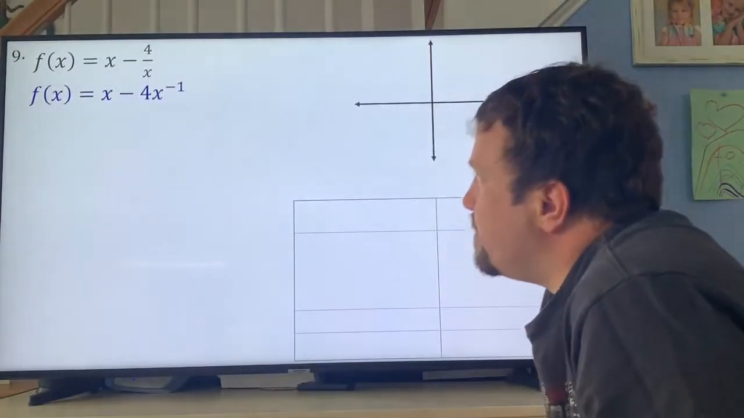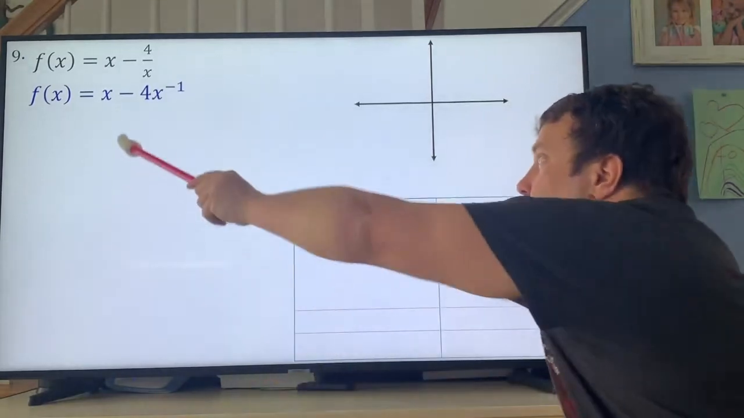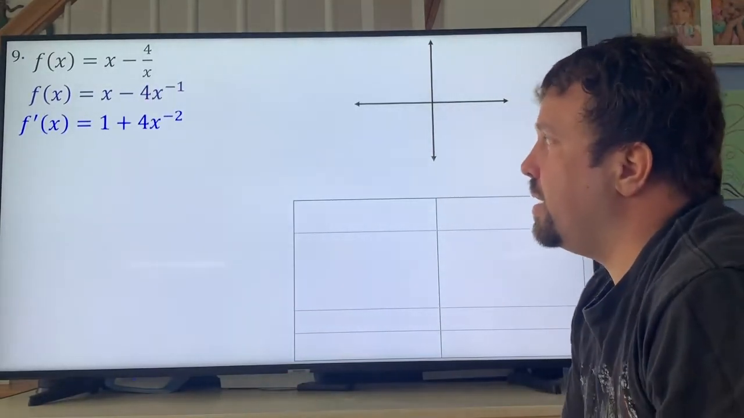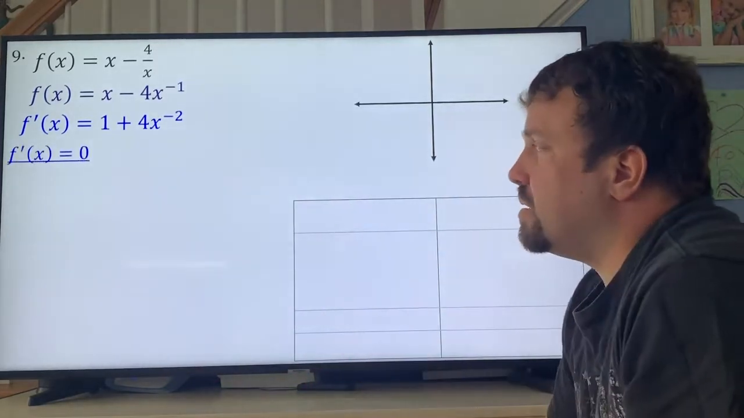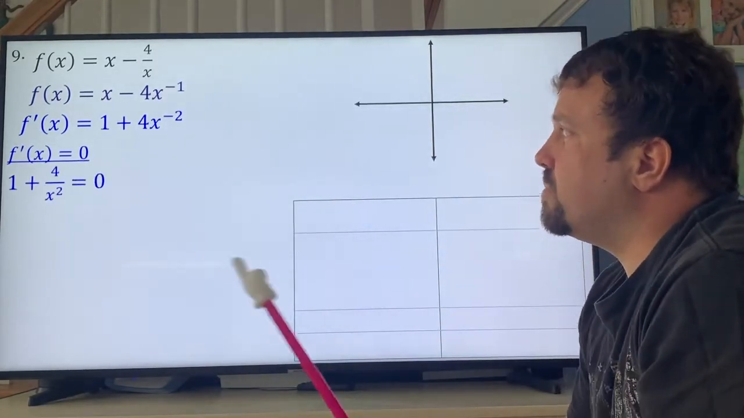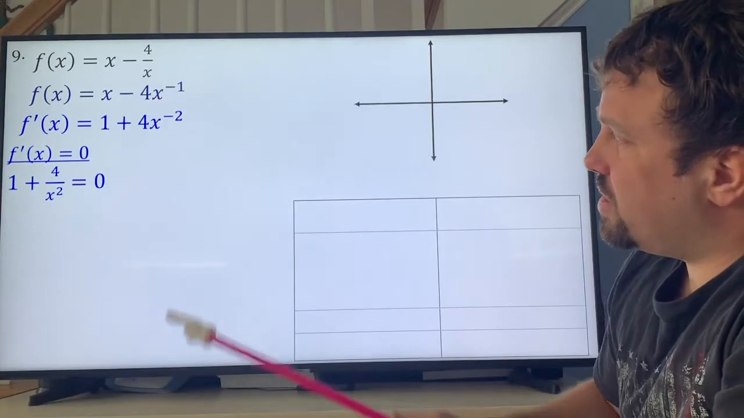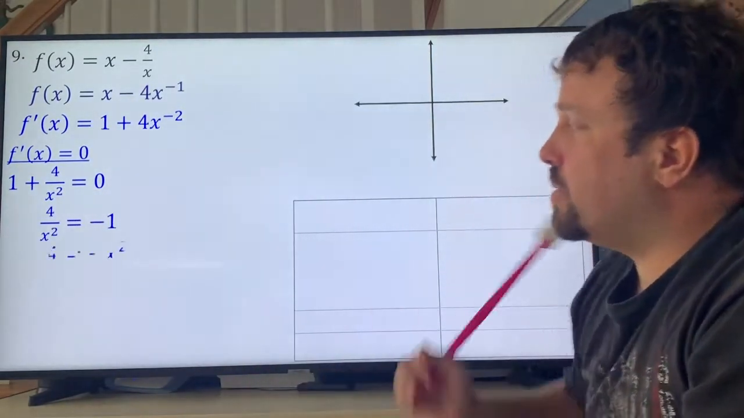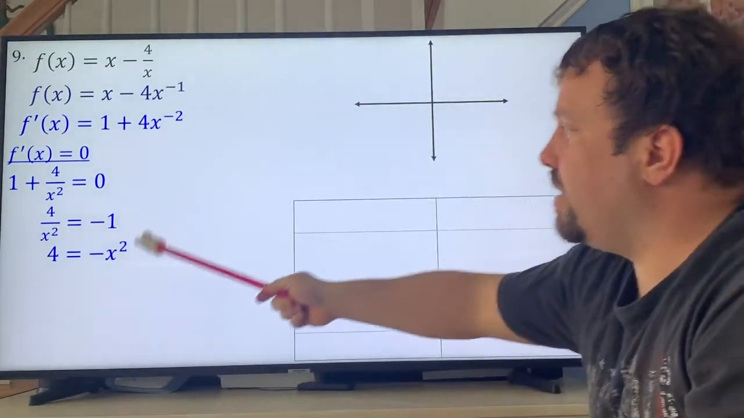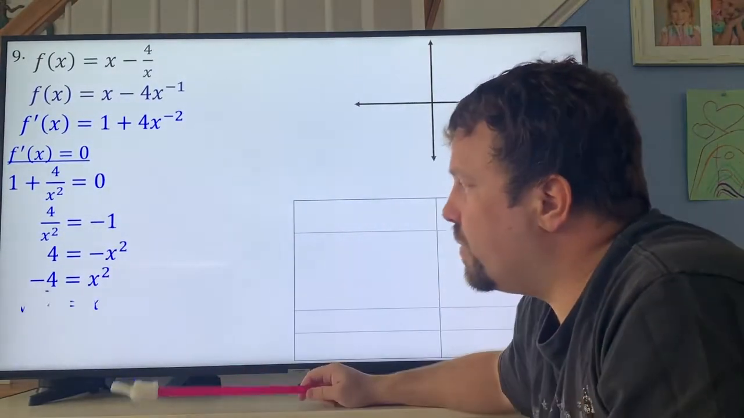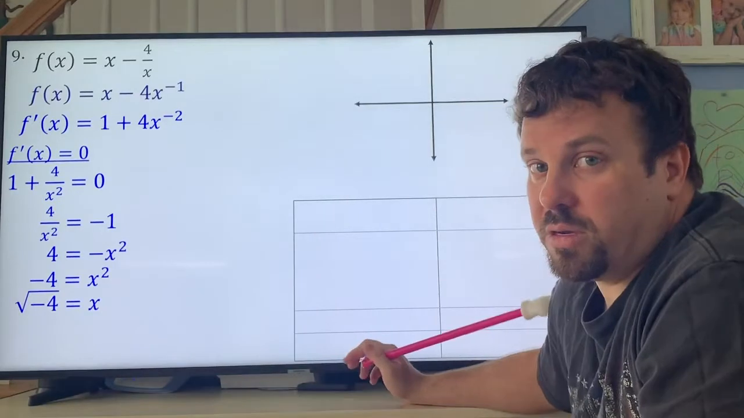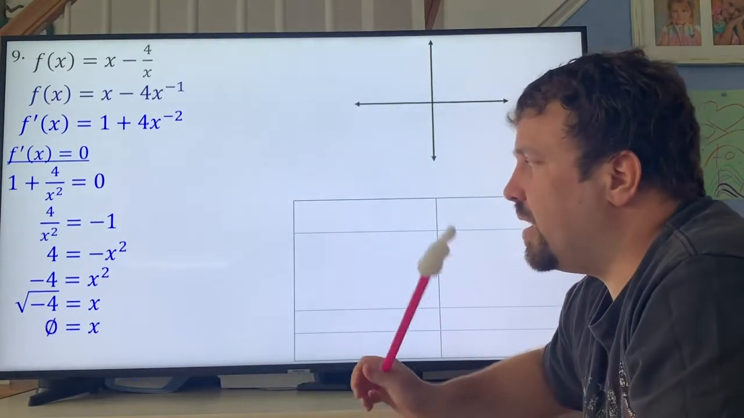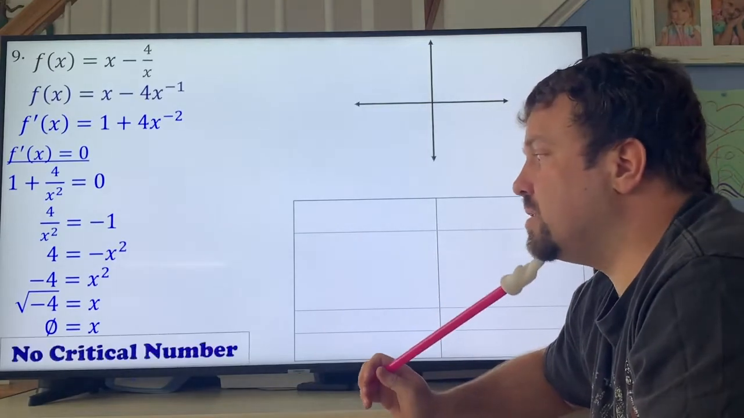Step 1 is rewrite it. Now it's easier to derive. 1 minus 4x to the -2. Set that equal to 0. When you set that equal to 0, rewrite it. It's always the easiest way to do this. Subtract 1 from both sides. Multiply both sides by x squared. And then you get x squared equals -4, or x equals the square root of -4. And the square root of a negative is always undefined. So, no critical numbers there.